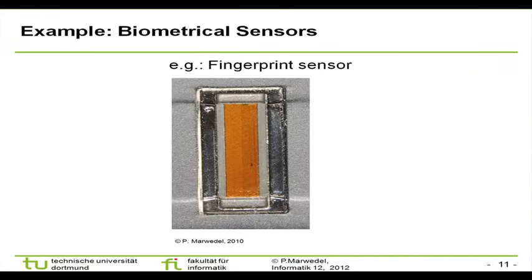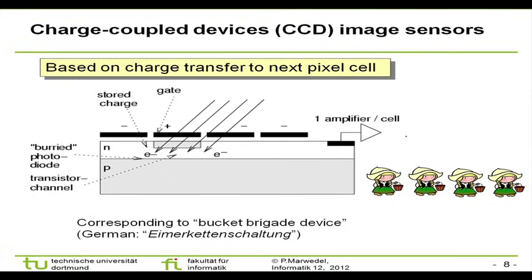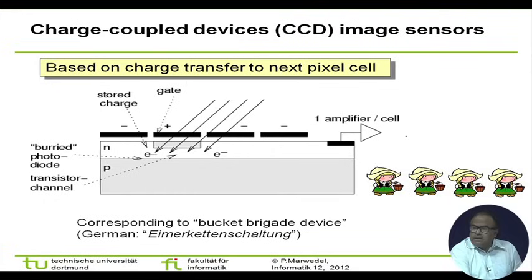Now, there are different ways of making image sensors, which are there often in cameras. They actually come in two forms. One is the CCD image sensor, where we have the charge coupled device, and depending on the light, there is physics that takes place at the semiconductor level, and based on the charge transfer, this works.